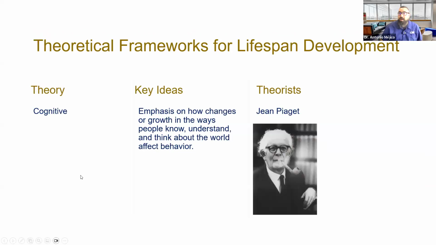Okay. Now, another group of theorists were your cognitive theorists. Your cognitive theorists, Jean Piaget. Piaget is primarily given credit for the notion of cognitive theory. And cognitive theory is this emphasis on how changes or growth in the way people know and understand and think about the world affect behavior. And so Jean Piaget believed that our cognitive framework, the way that we thought about the world, would change over a period of time, and that would in turn affect their behavior.